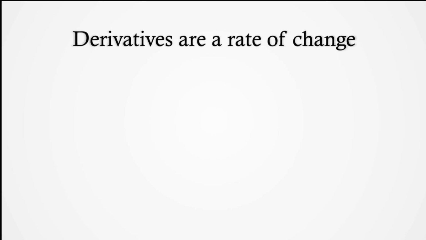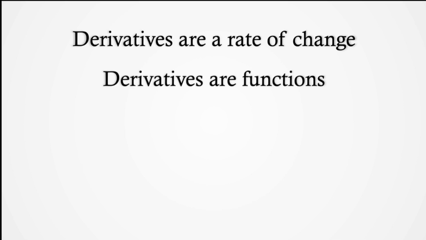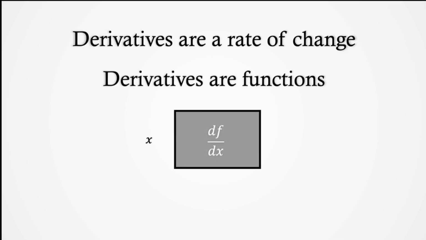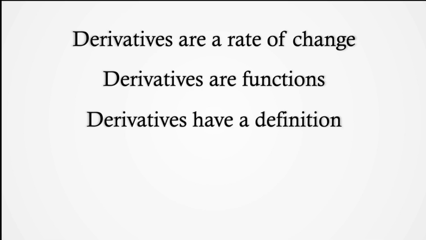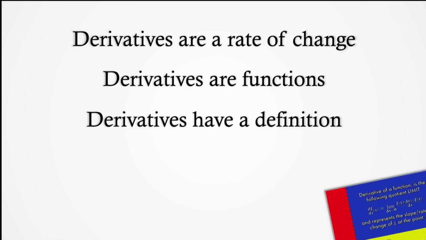To summarize, the derivatives can be seen as a rate of change of natural things or processes where a function and its variable appear. They are also general functions that, given a certain value of the variable, give you a specific value for the derivative. Finally, derivatives have a rigorous definition which enables us to calculate them and obtain general formulas.